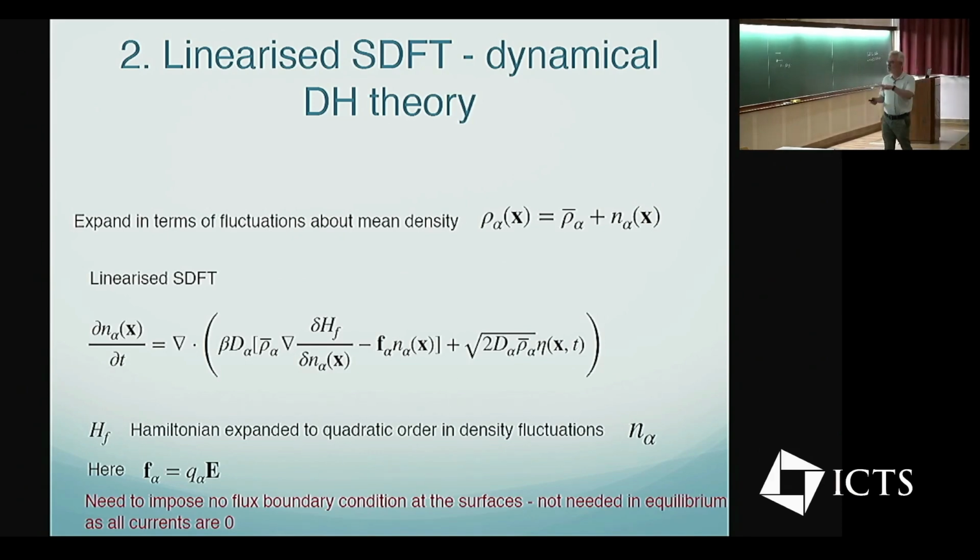And the other thing which is subtle in this problem is that you need to impose no flux boundary conditions at the surfaces, because you're writing down currents, so these ions aren't allowed to go through into the dielectric. And this is not something you have to worry about in equilibrium. In equilibrium statistical mechanics, you never say there's no current at the surface, because equilibrium means there is no current, right? You're guaranteed it.